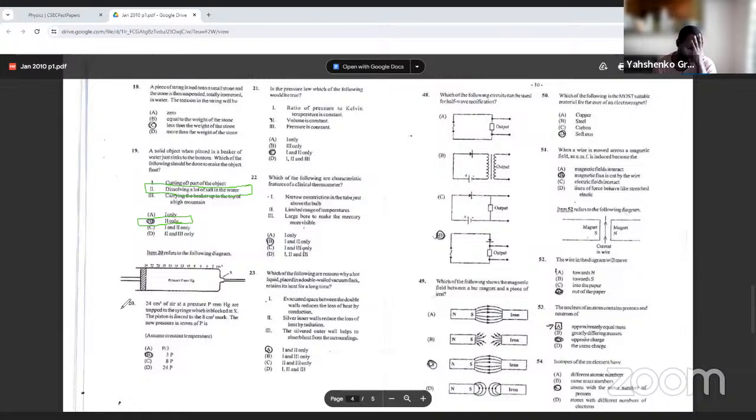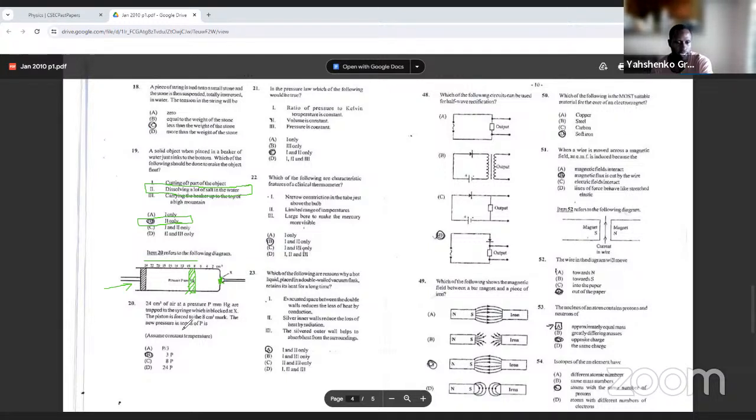Number 20, all right, so here we see a syringe, and here's the piston of the syringe right there. And it is going to affect the volume of whatever is inside the syringe in this part here. It says 24 cm cube of air at pressure P millimeter mercury are trapped in the syringe, which is blocked at X. So it's blocked at X. If it's blocked, it can't go through. The piston is forced to the 8 cm cube mark.